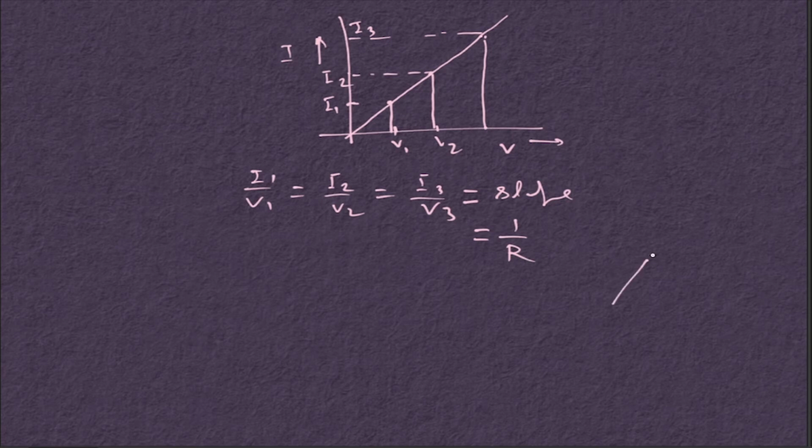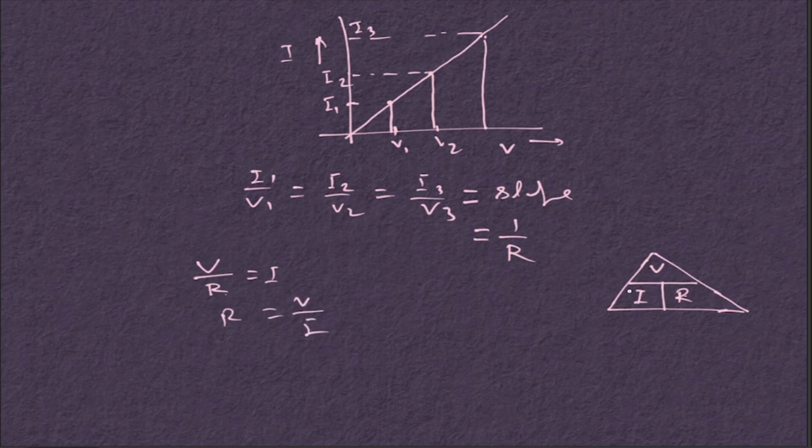There is one diagram that is called Ohm's law triangle. From that triangle we can easily remember this formula: I is equal to V by R, or R is equal to V by I, or V is equal to IR. From this triangle you can remember these formulas easily.